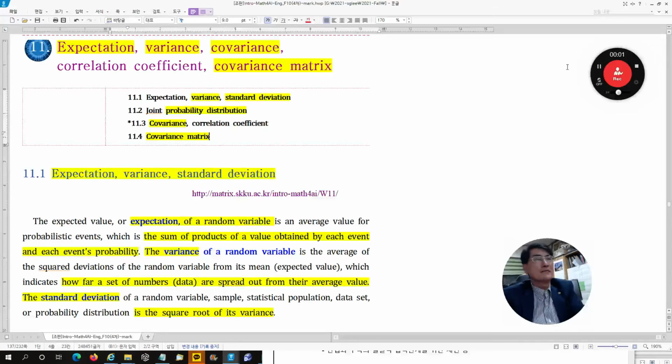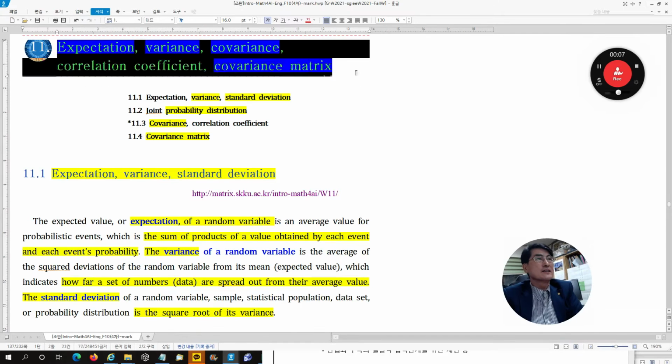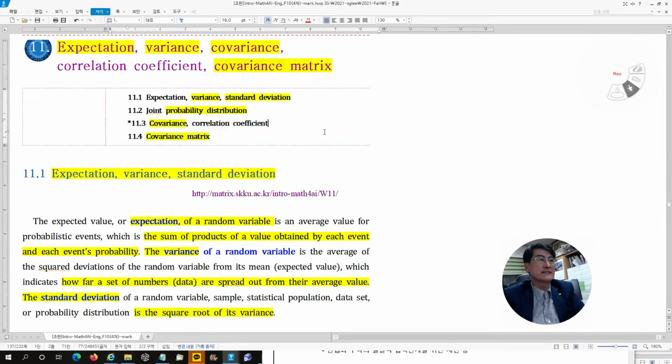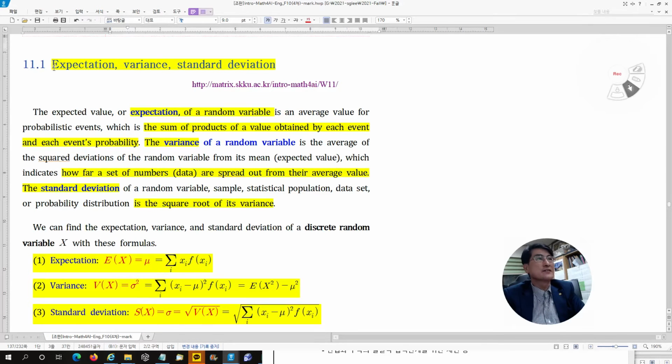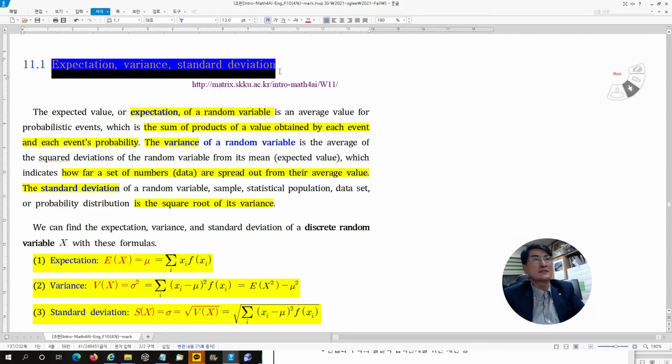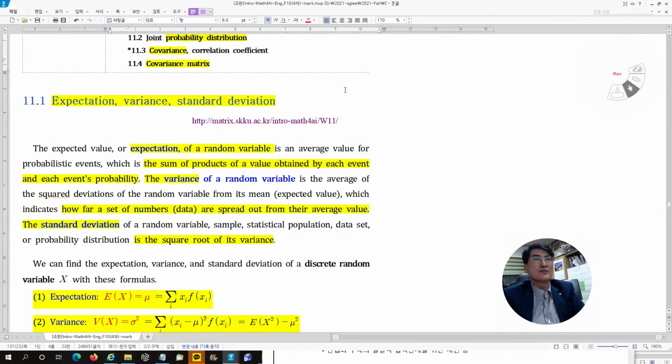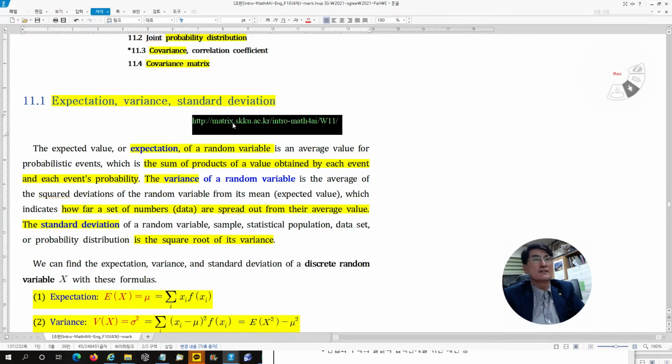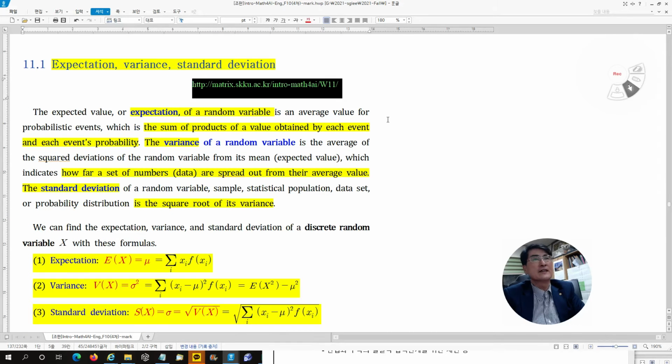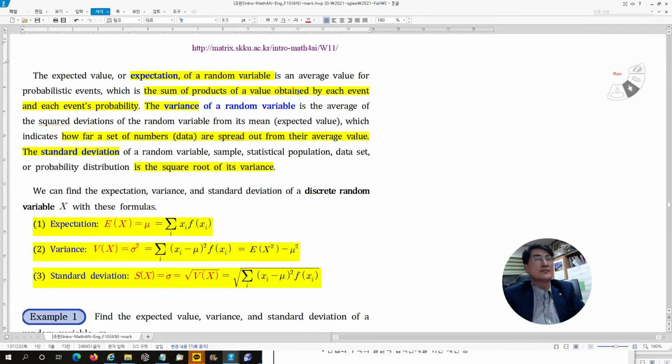Welcome to the main lecture for week 11. Here we will cover the expectation, variance, and covariance matrix. We start with the expectation, variance, and standard deviation. We saw the lab for this chapter, so you can practice there with the code that I supplied.